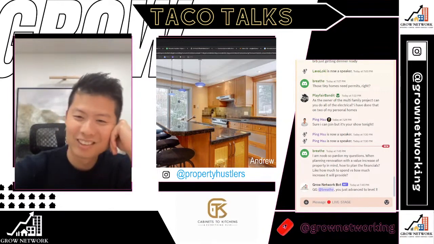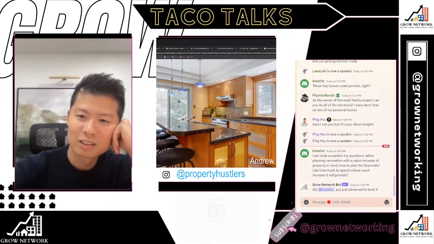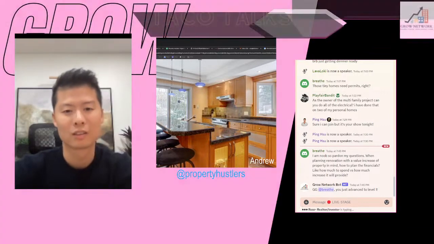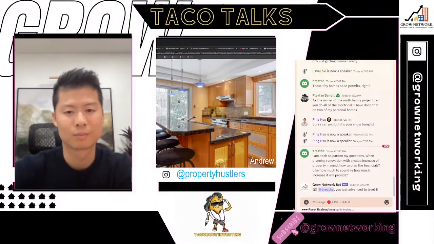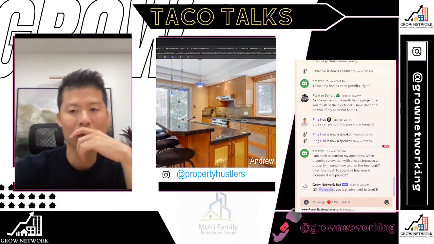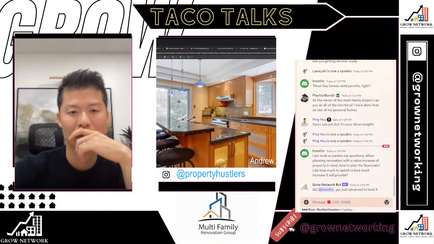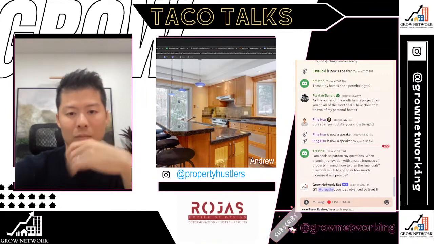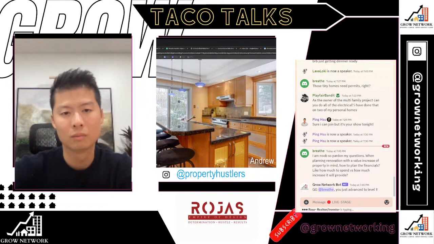There is a question: I'm a noob, so when planning renovations with the value increase of the property in mind, how do you plan the financials, like how much to spend versus how much increase it will provide? We do have a per square foot formula that we'll generally use. Tell me what it is right now, the exact number. I think it's about what?